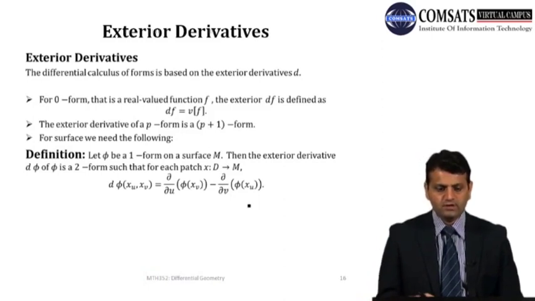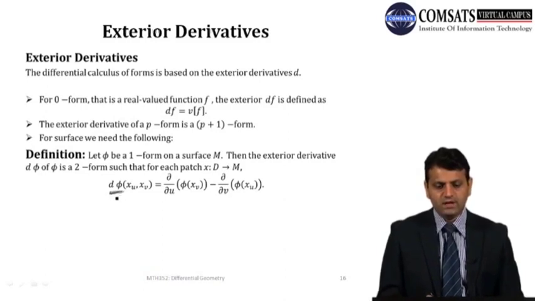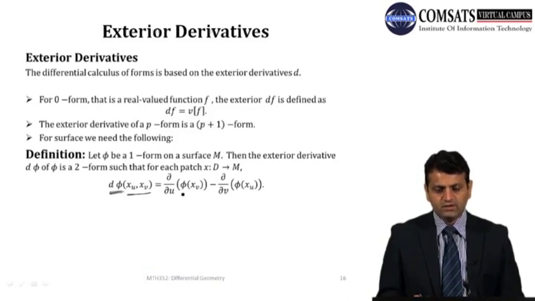So it has to be two form. So d phi. So d phi is a two form. So इसका मतलब है we can apply this two form on a pair of vectors. So in pair of vectors पे आप apply करेंगे, then this is equal to the partial derivative of phi of xv. Now what is xv?